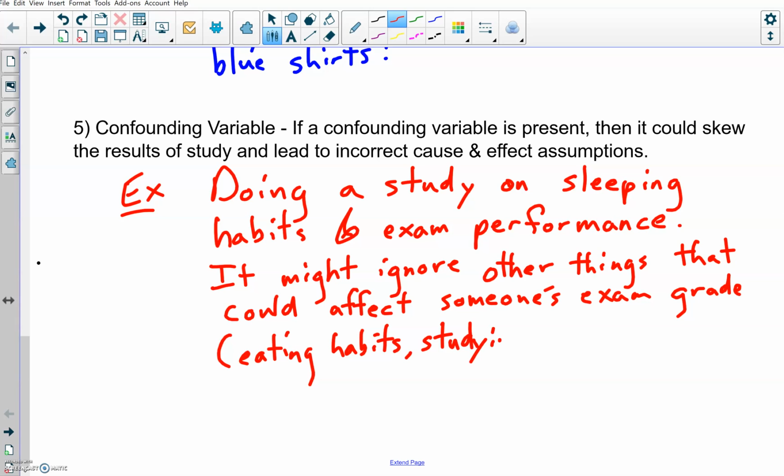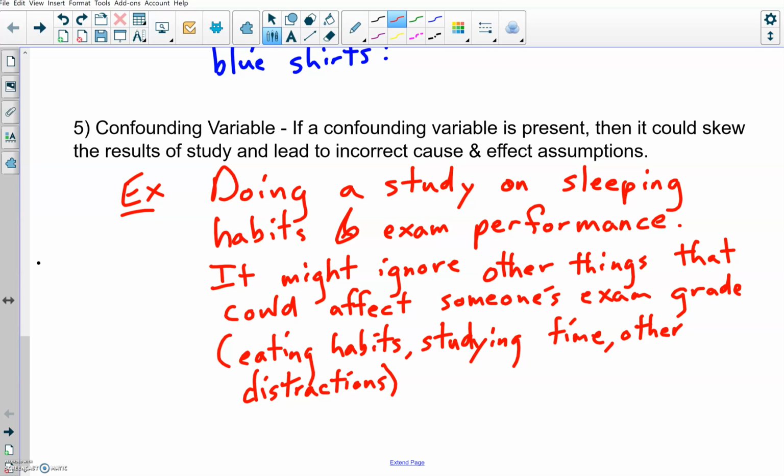You might get all the sleep in the world, but maybe you slept through all the times you should have been studying. Other distractions: sometimes life is something you can't predict, and you get unexpected distractions that keep you from being able to study. And maybe those things weren't asked about as part of the study, so you're just looking at sleep and exams. Well, there are other things that could affect it, and these would be confounding variables. They might mess with the results and not give you a true picture of what's going on.